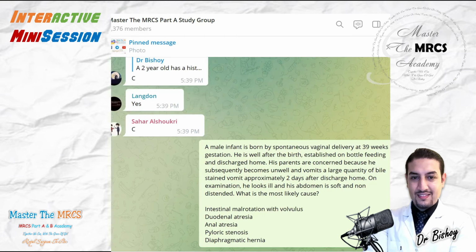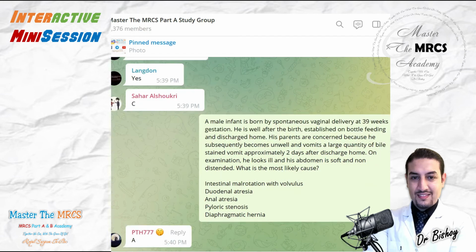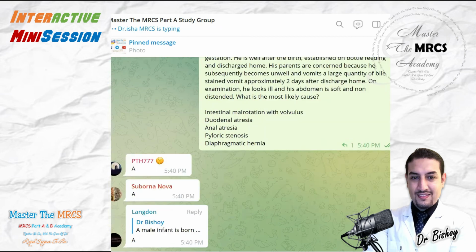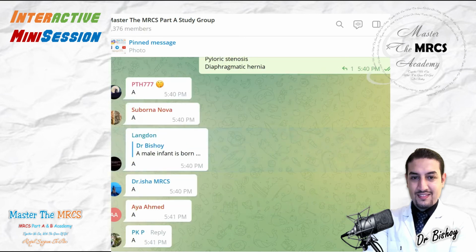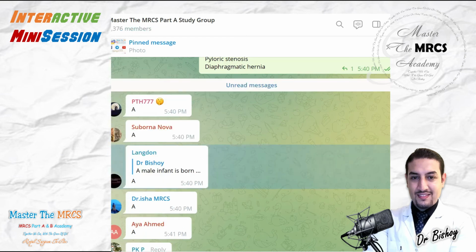A male infant born by spontaneous vaginal delivery at 39 weeks gestation. He is well after the birth, established on bottle feeding and discharged home. His parents are concerned because he subsequently became unwell and vomited a large quantity of bile-stained vomit. I like those parents who tell you bile-stained vomit; they will tell you greenish or yellowish. Anyway, 2 days after discharge home, on examination, he looks ill and the abdomen is soft but not distended. What is the most likely cause?